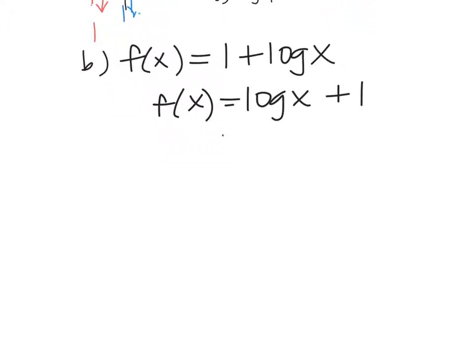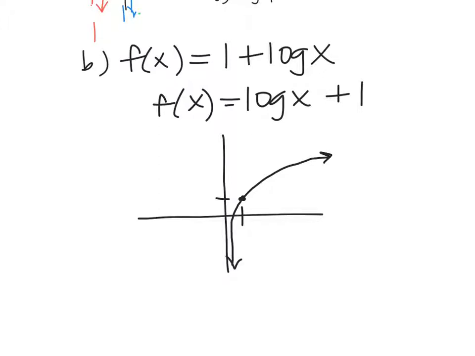Now, the thing about moving logs up and down is their asymptote doesn't change. Left and right, the asymptote moves, but up and down, the asymptote doesn't change at all. So this is just going to be your basic log graph, which is at 1, 0. Now it's going to be shifted up to 1, 1, like that. Okay, and then you just draw it in. Looks something like that. And it has an asymptote right here.